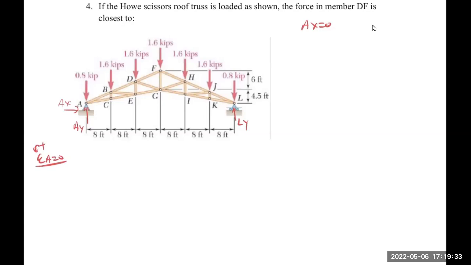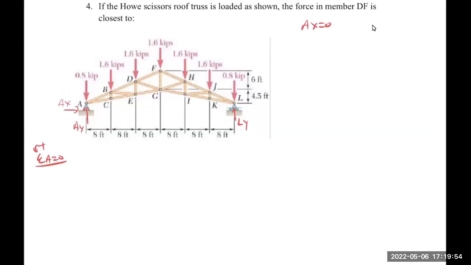I said that we have to take a moment at the support with the most unknowns, but in this case, AX is gone. We know that that's 0, so this pin support only has one reaction, and compared to this roller support, which has one reaction, you can take a moment at either side.